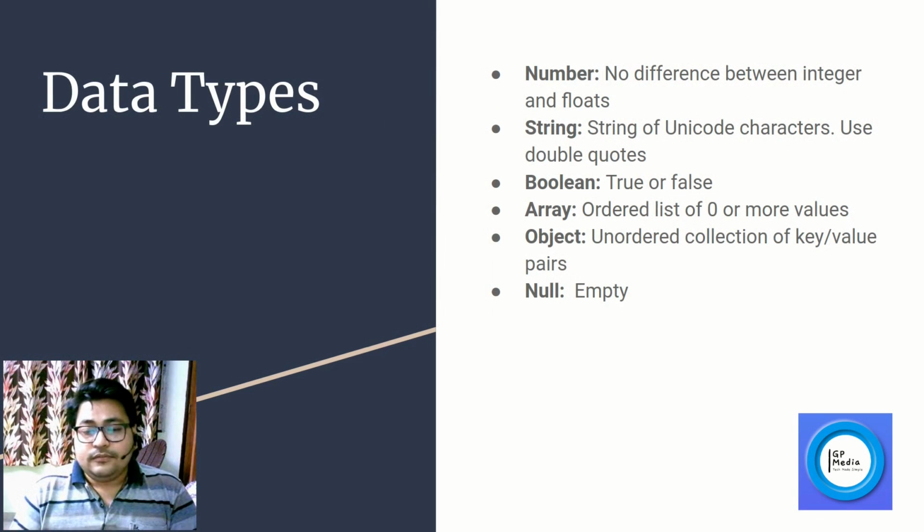Now JSON supports these types of data. The number, and JSON doesn't differentiate between integers and floats. It also stores strings in double quotes, and it can also store booleans and arrays. Arrays are similar to the arrays we learn in almost all programming languages. It can also store objects. We will see all of these things in later videos using examples, don't worry. And it can also contain null or empty values.